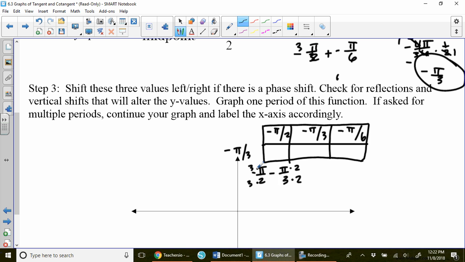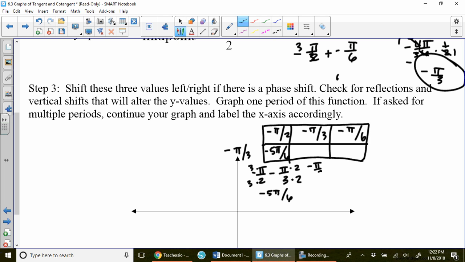All right, so this would be negative 3 over 6 minus 2 over 6. So that's going to give us negative 5 pi over 6. So that's going to be moving negative pi over 2 to the left. All right, this one's easy because they already have a common denominator.